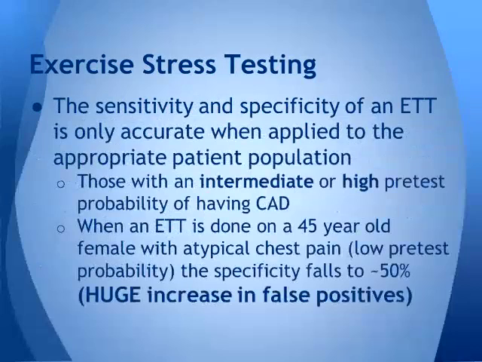So the sensitivity and specificity of treadmill testing is only accurate when applied to the appropriate patient population. As I previously mentioned, they've got to be intermediate or high pretest probability. When an exercise treadmill test is done on a 45-year-old female with atypical chest pain, or any low or very low pretest probability patient, the specificity falls to 50%. So then you've got a test with a 50% sensitivity and 50% specificity. It's a huge increase in your false positives. So you have to apply it to the right patient.